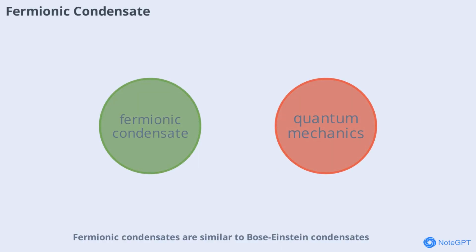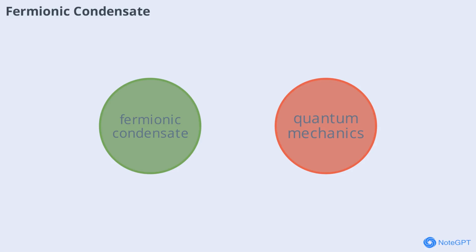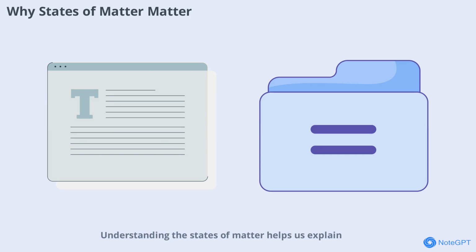Fermionic condensates are similar to Bose-Einstein condensates but are made from different particles called fermions. These states are also created at extremely low temperatures and help scientists study quantum mechanics and the behavior of matter at its most basic level. Understanding the states of matter helps us explain everything from why ice floats to how stars shine.